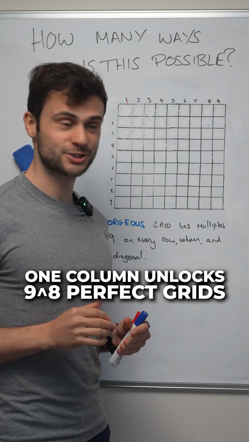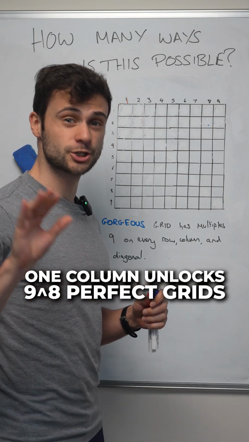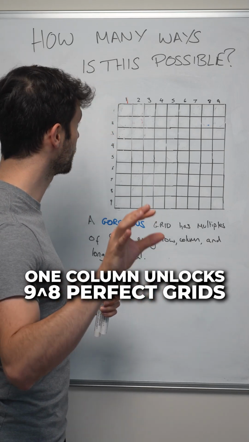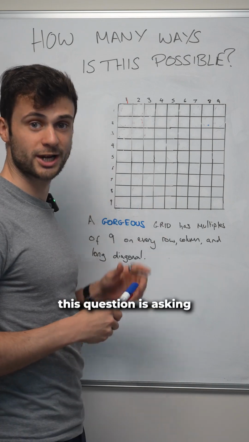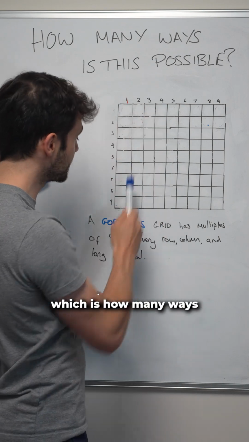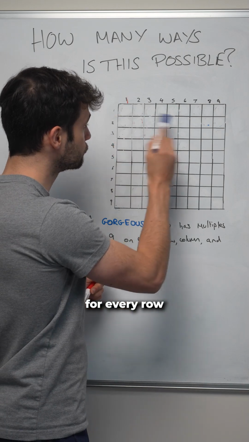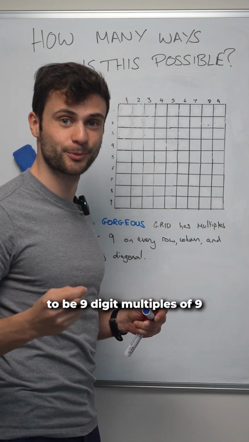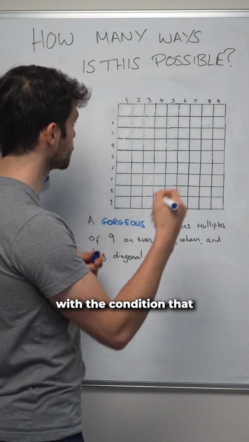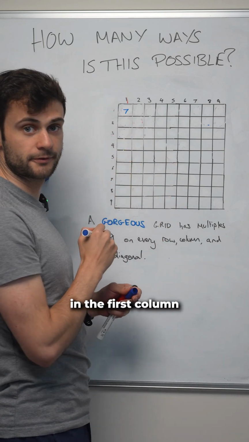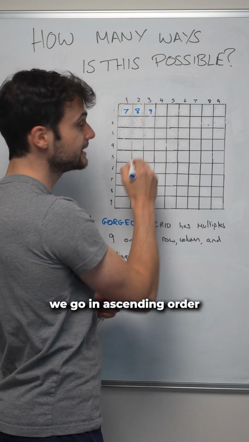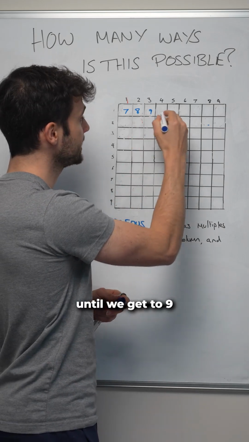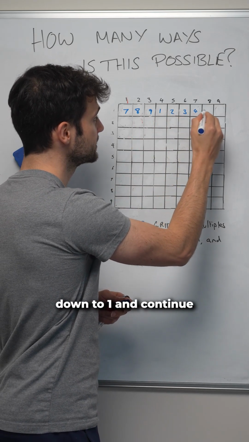We're back with the impossible question. Now this is part 3. Just to give you a context about what happened in part 1 and part 2, we looked at what this question is asking, which is how many ways is it possible for every row, column, and the long diagonals to be 9-digit multiples of 9, with the condition that whatever number we start with in the first column, we go in ascending order until we get to 9, and then we go back down to 1 and continue in ascending order.